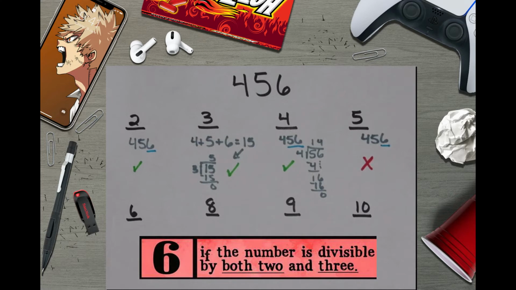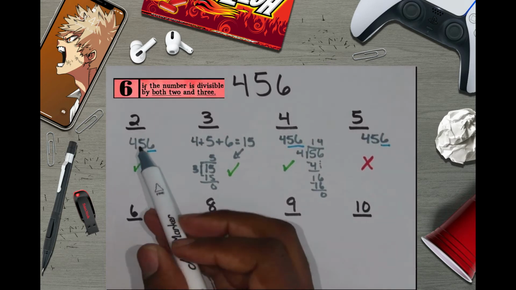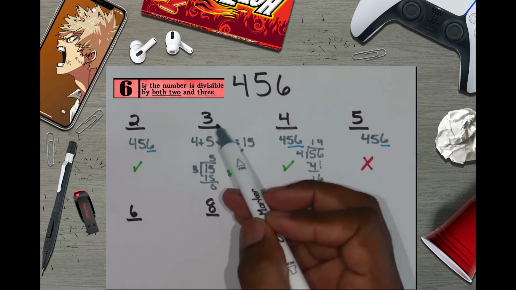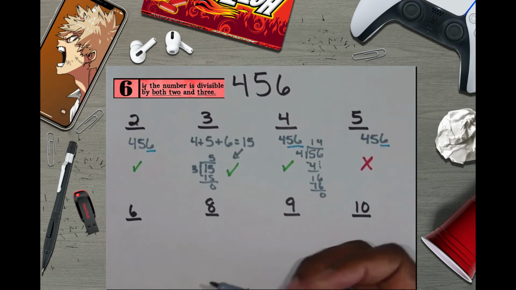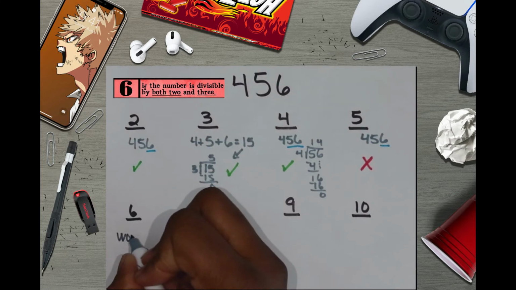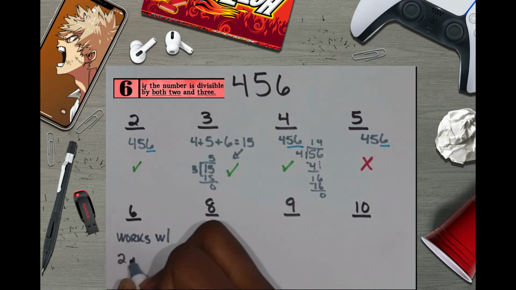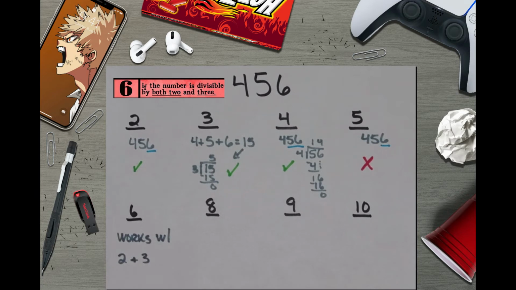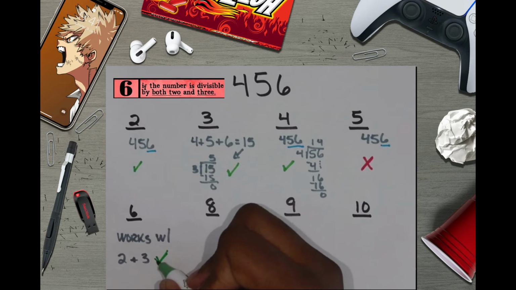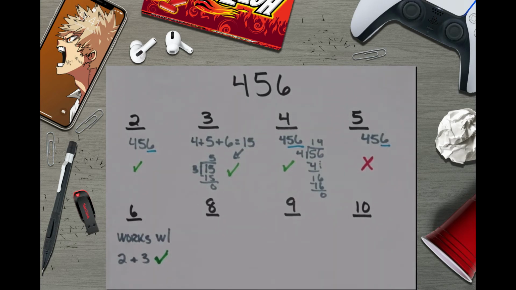Go ahead and look at my rule for 6. It says if the number is divisible by both 2 and 3. So I'm going to come up here. Was it divisible by 2? It was. What about 3? It was also divisible by 3. So I'm going to just put here, just so I don't put a check mark, works with 2 and 3. Since it worked with 2 and 3, it'll automatically work for 6. I love that one because I don't have to do any work for that.